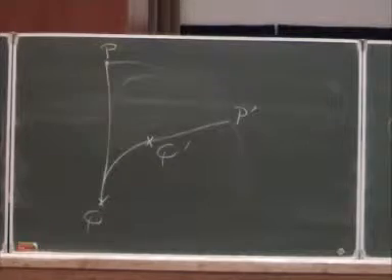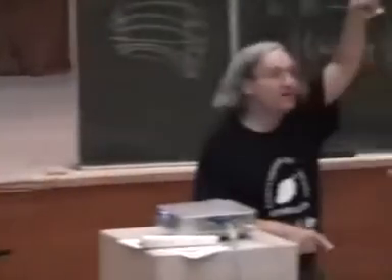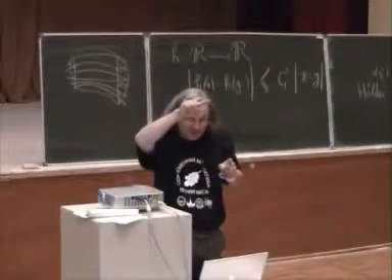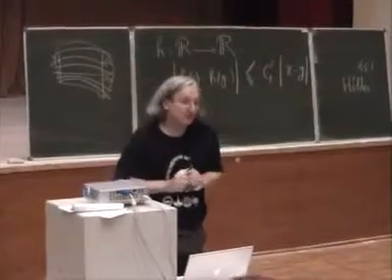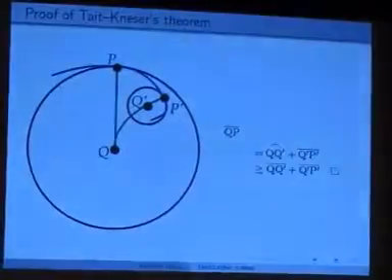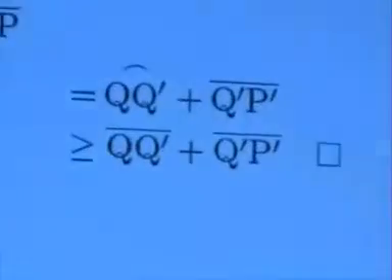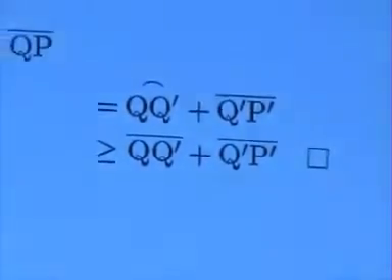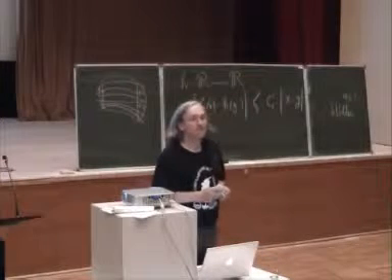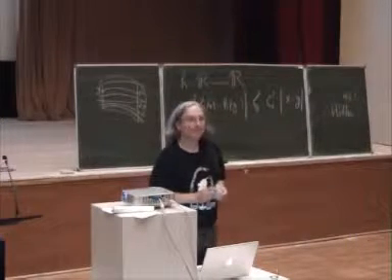Now you just write the equation that the length of the string, which is QP, is equal to the length of the curve QQ prime plus the length of the string Q prime P prime. Now the length of the curve QQ prime is bigger than the length of the segment QQ prime, so you get that the distance between Q and P is bigger than QQ prime plus Q prime P prime. And this precisely means that the two circles don't intersect. End of proof. Is the proof okay?